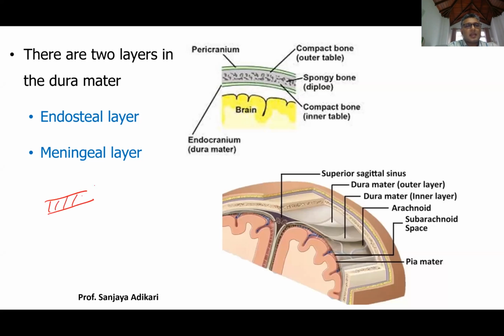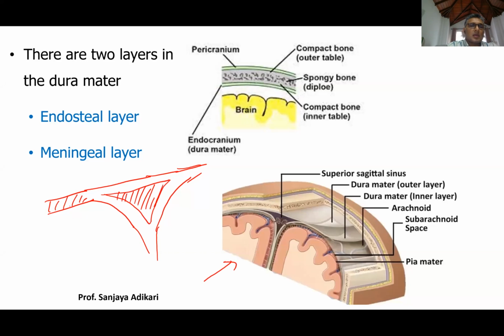In certain places, like where you get dural venous sinuses, the layer gets separated out into 2. So one layer goes like that, and the other layer gets separated out, like in this diagram you can see. Now this is the dural venous sinus. You get venous blood in this one. Here you see only one layer of Dura mater, but here you see 2 layers. One layer here, another layer there.